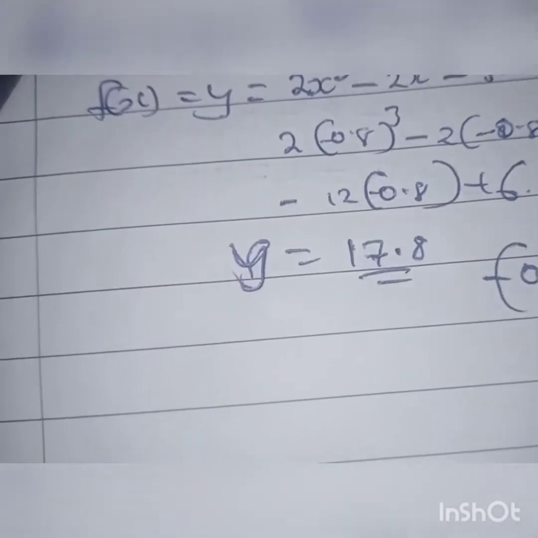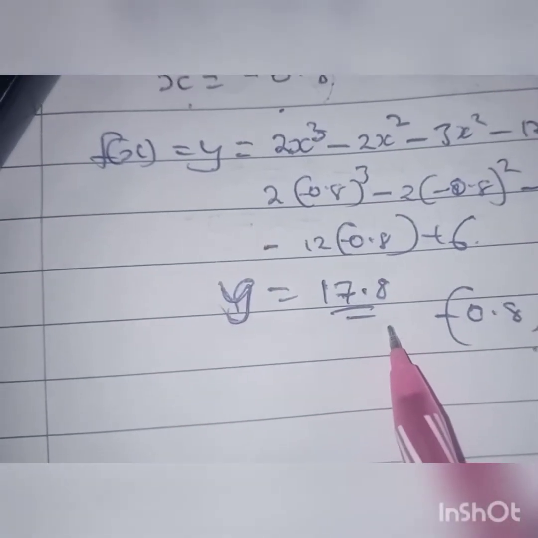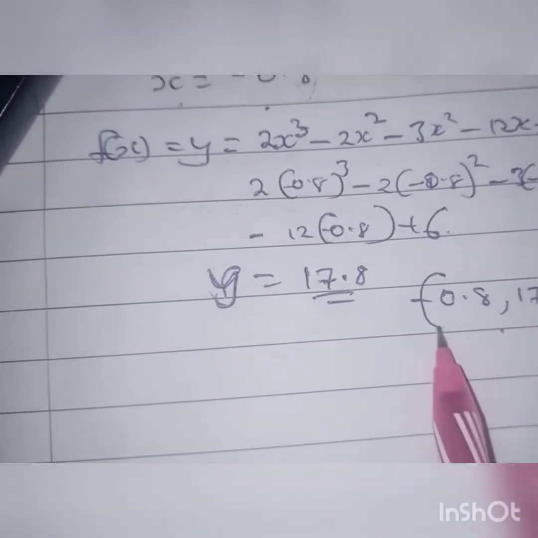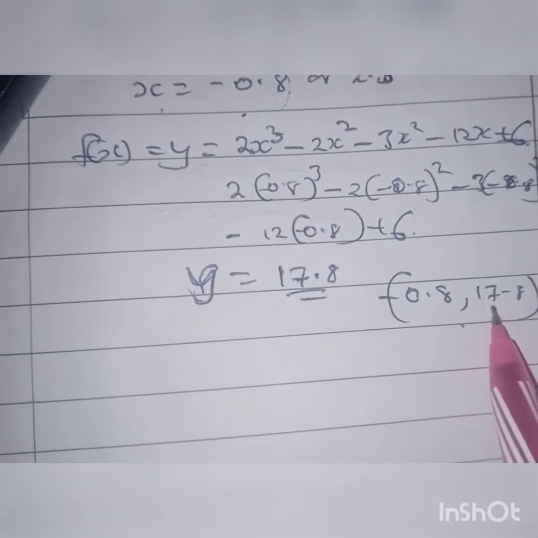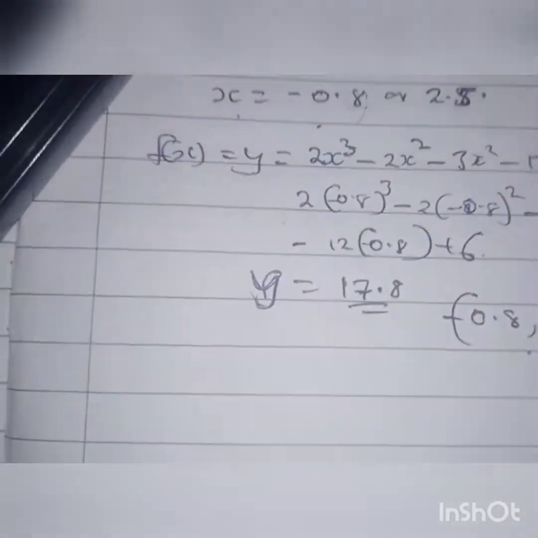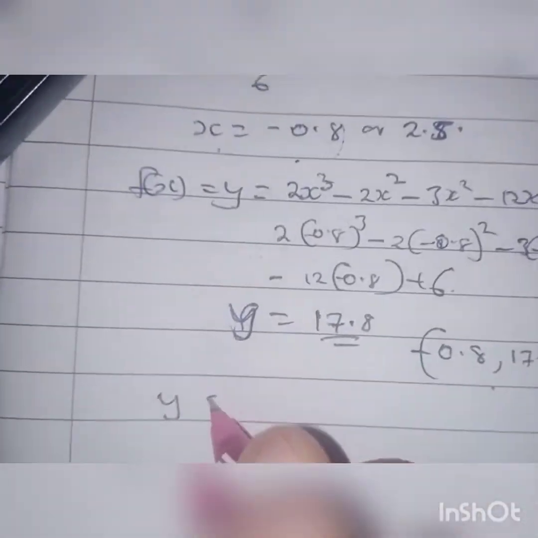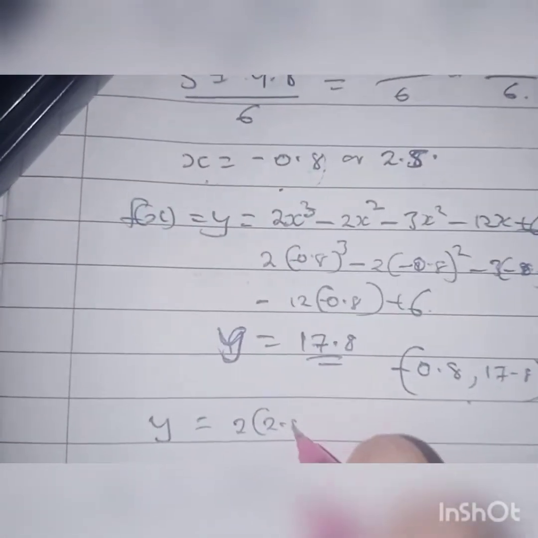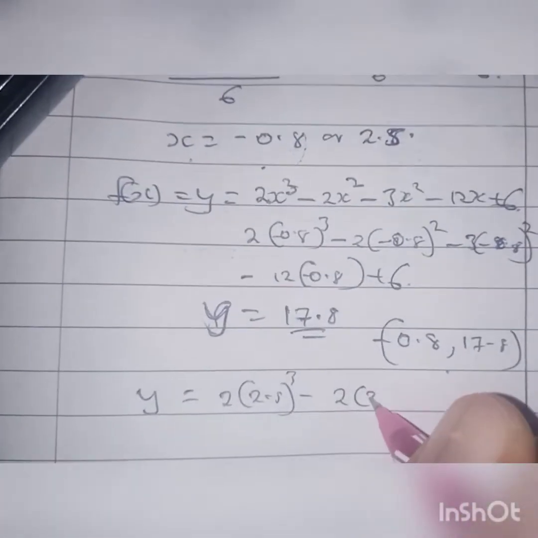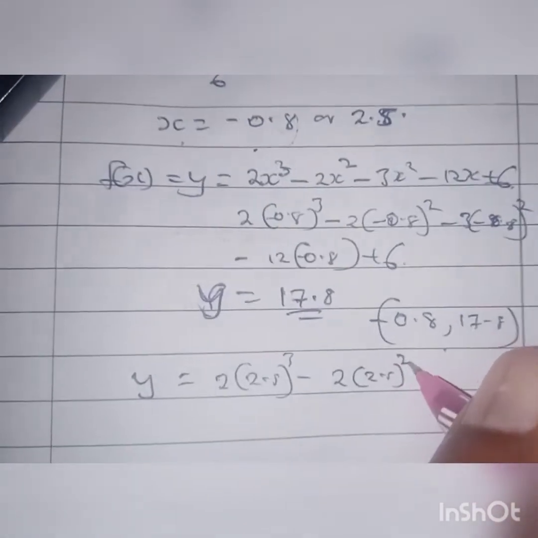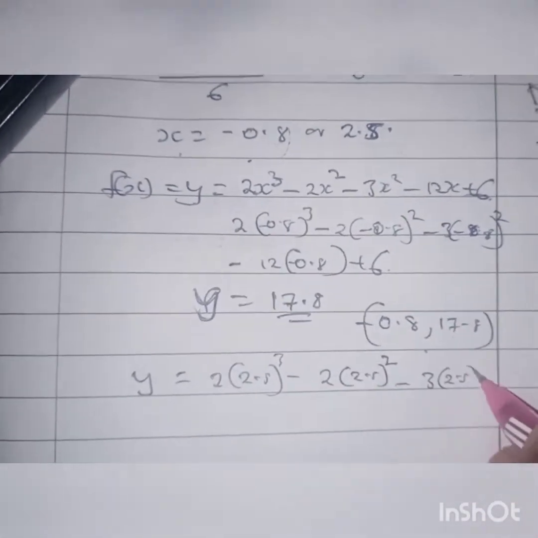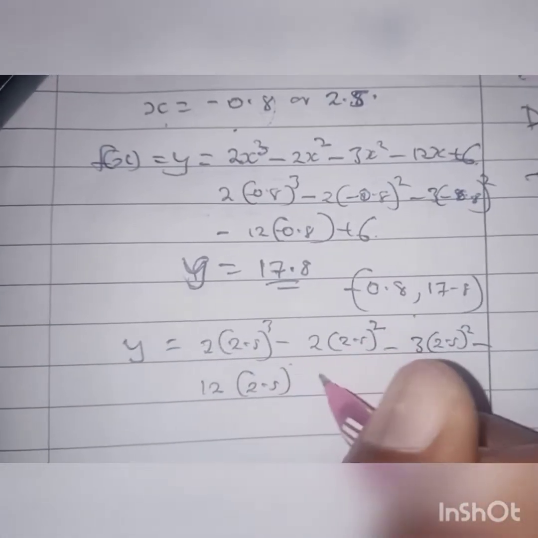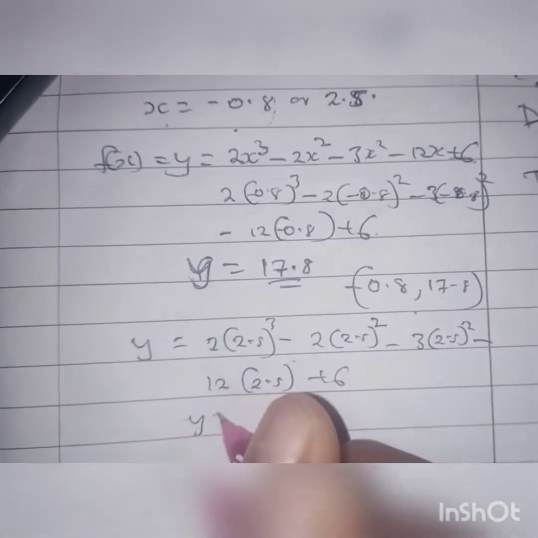So we can say, since y equals 17.8 when x is negative 0.8, that stationary point has y equal to 17.8. Now let's find the value of y when x is 2.5. It's 2 times 2.5 cubed minus 3 times 2.5 squared minus 12 times 2.5 plus 6. So what is the value of y?